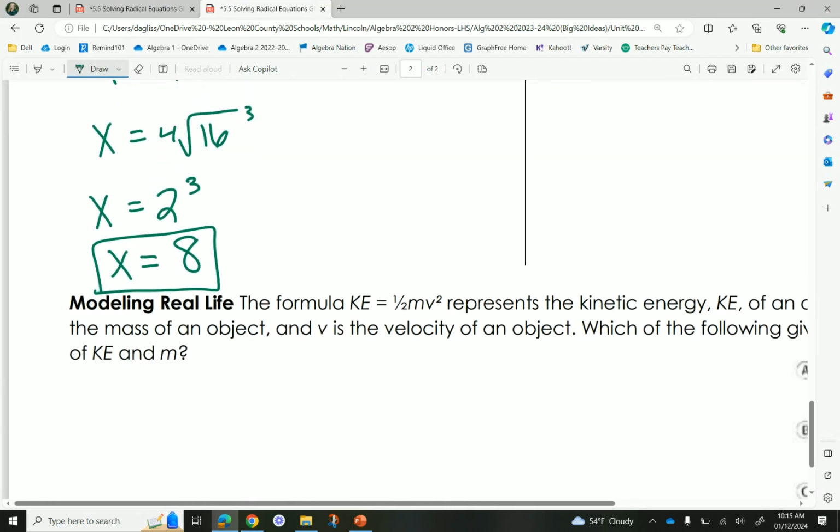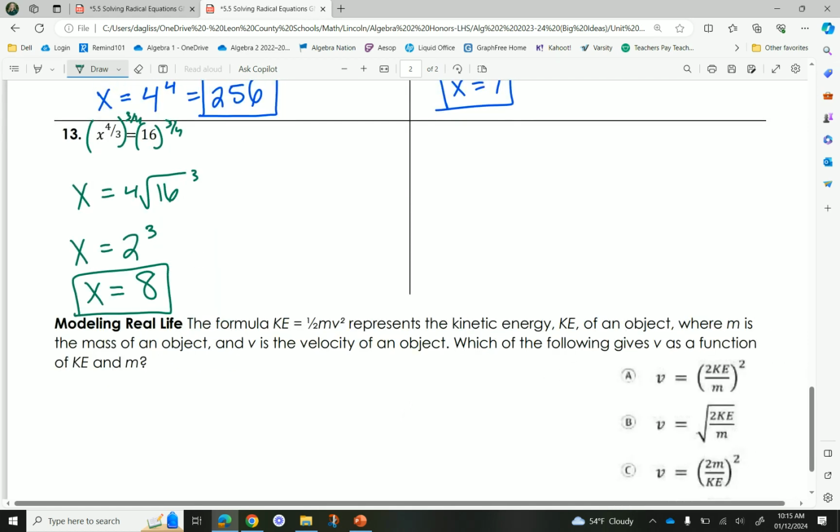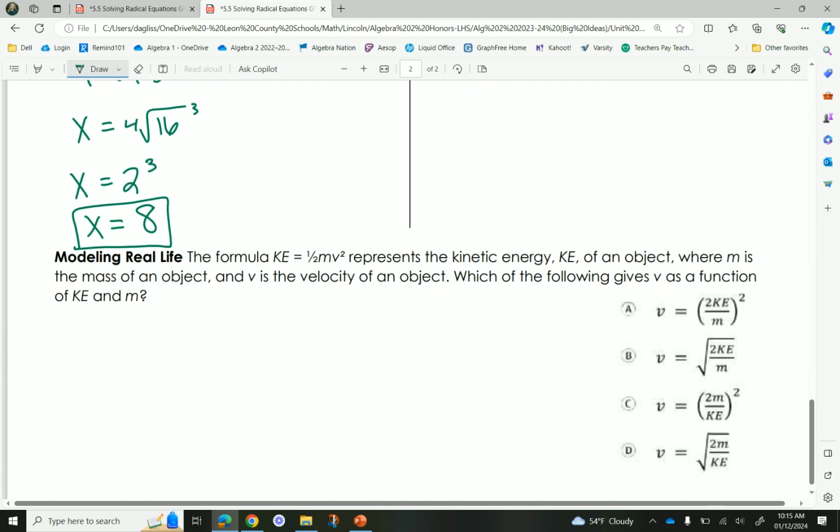All right. The formula Ke equals 1/2 mv squared represents the kinetic energy, Ke, of an object, where m is the mass of an object and v is the velocity of an object. Which of the following gives v as a function of Ke and m? It wants you to take the function and solve for v. Ready, set, go. And then this is a multiple choice, so it's going to be one of these guys.